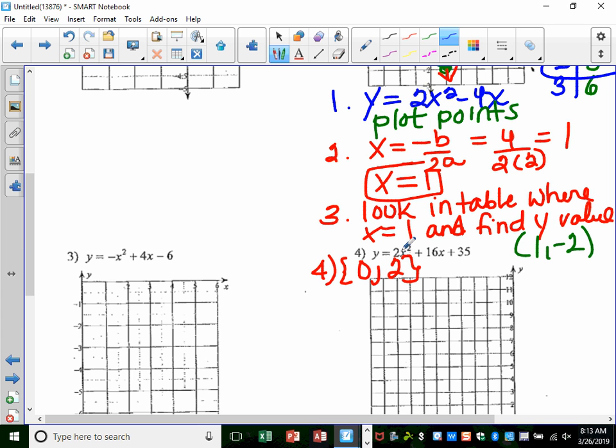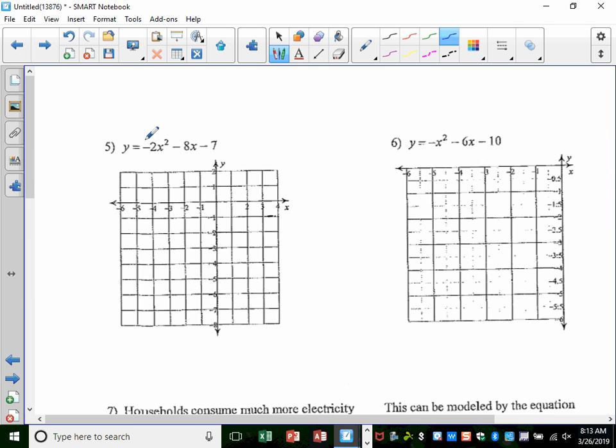This one will be going up because the x squared term is positive. Okay, so that's how you can tell little things about the parabola. Like this one should be going down, and this one will be going down. Before you put it in, if that squared term is negative, that means it's going to be going downward.